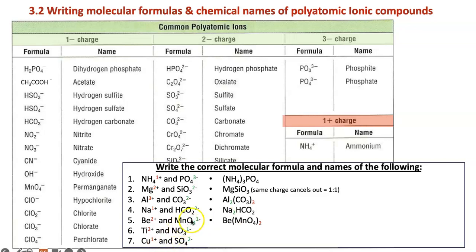And then beryllium and manganate. Manganate ion is -1, so beryllium gets 1, and beryllium 2 goes to the manganate ion, so you put parentheses. And titanium and copper are group D block elements, transition elements, so it doesn't matter over here. Titanium 2 goes to nitrate within parentheses, and copper gets a 2 from sulfate.